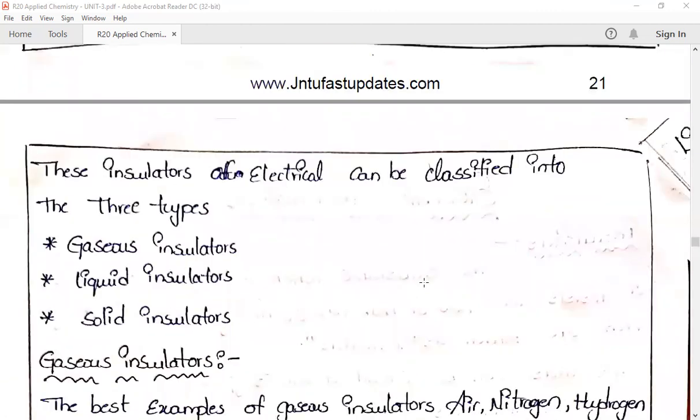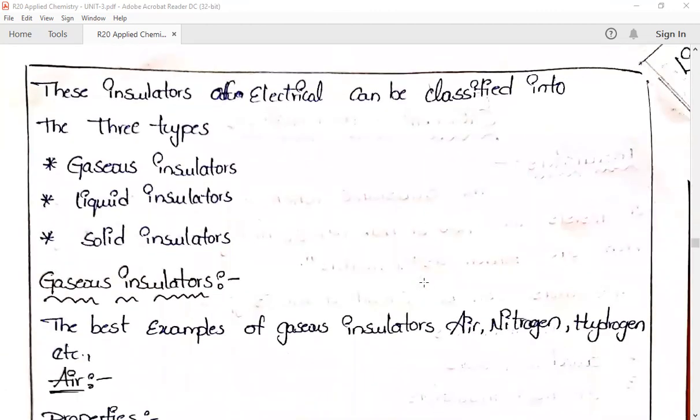Coming to the classification of insulators, according to the American Institute of Electrical Engineers, all insulating materials are divided into three classes according to their constitution. They are gaseous insulator, liquid insulator, and solid insulator.